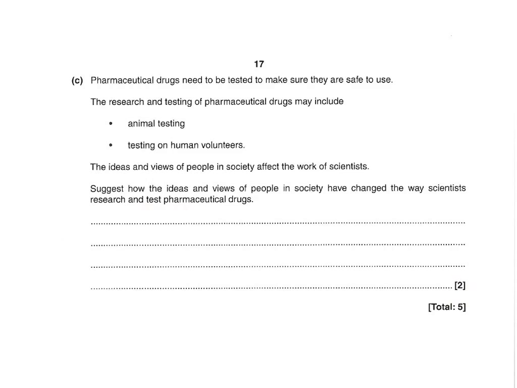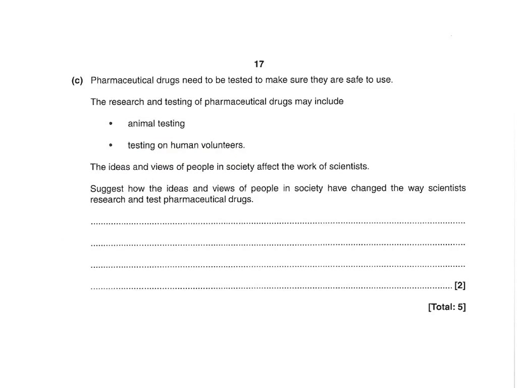You could say that animal rights protesters may make scientists not use animal testing, or you could say that people believe that testing of drugs on animals is cruel. So you got that idea of cruelty in there, that'll get you a mark. You could say that testing on animals is now banned or is limited by law, that'll get another mark. You could say that other scientists have invented other testing methods that don't use animals. Or you could say that there's a risk of bad publicity from accidents to human volunteers. So you could talk about the bad publicity for this second point.